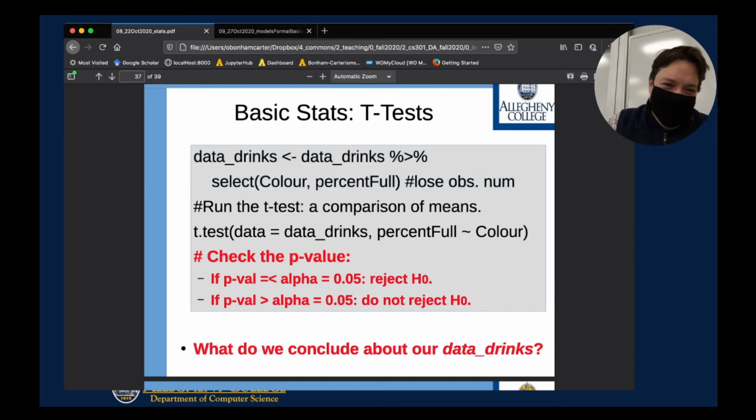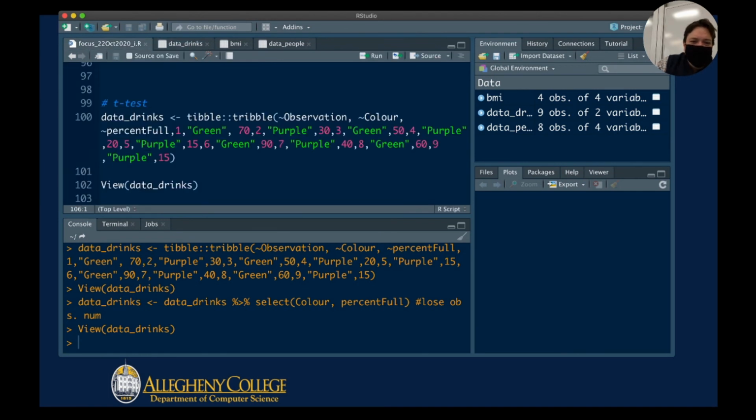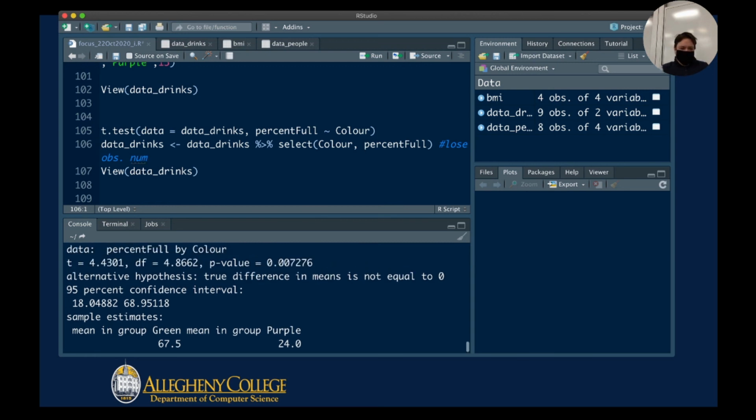Now, the next thing is this t-test is actually incredibly simple. You don't have to spend any time at all wondering what the p-value is, because you just run this code here. And so I'll run it and show you what it looks like. So here we have this. If I run this, I get this value down here.